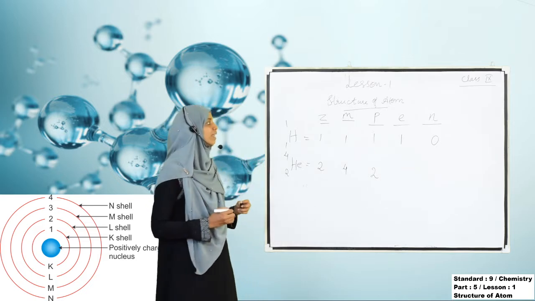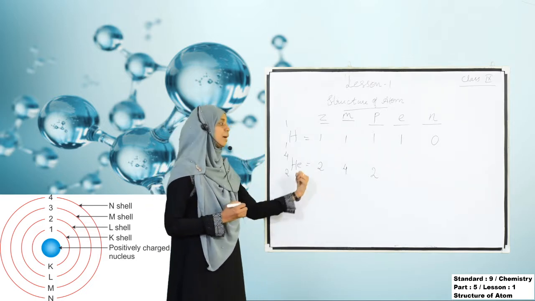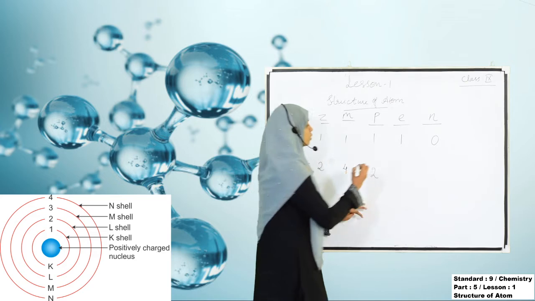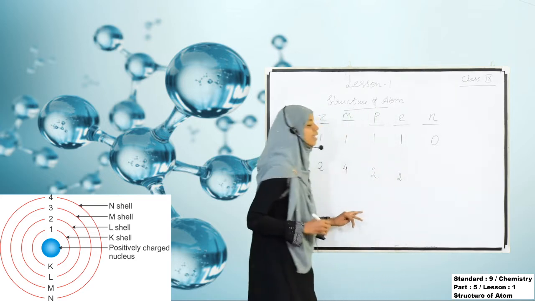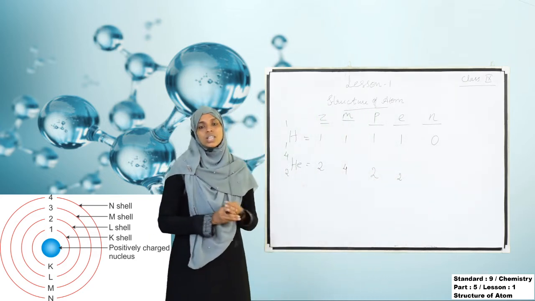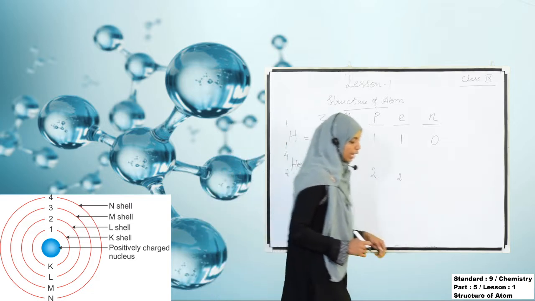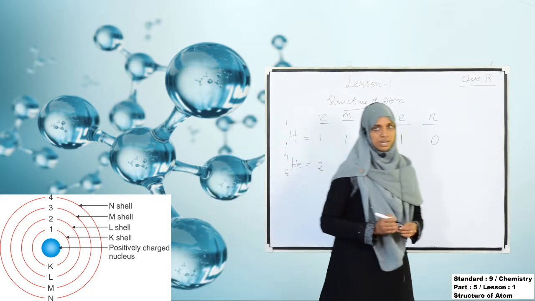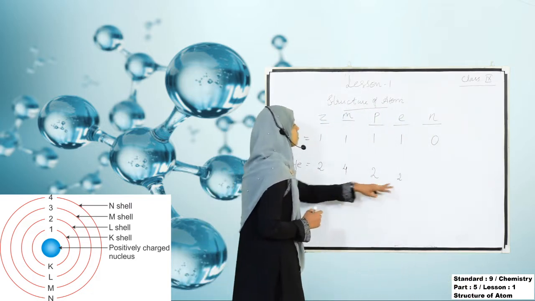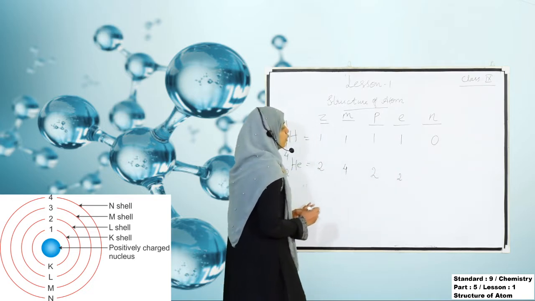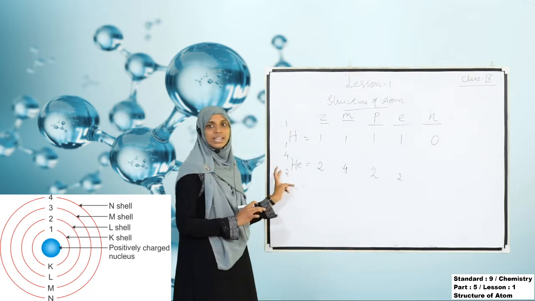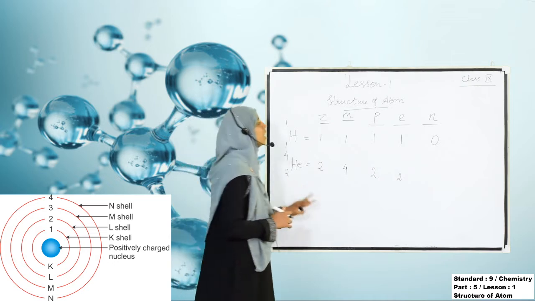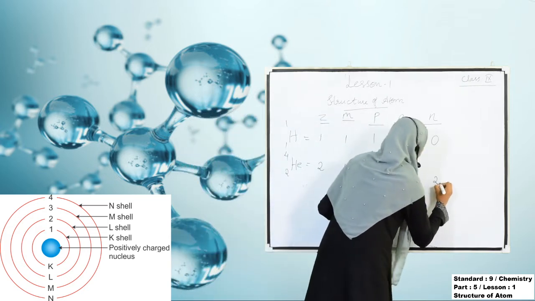Then how do we find the number of electrons? Here the number of protons is 2, so the number of electrons is also 2. Then how do we find the number of neutrons? The number of neutrons is equal to the mass number minus the atomic number. Here the number of neutrons is equal to 4 minus 2, so the number of neutrons is equal to 2.